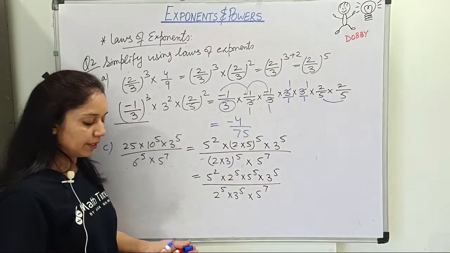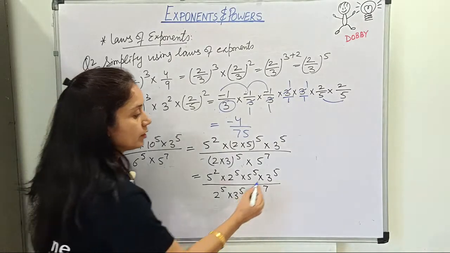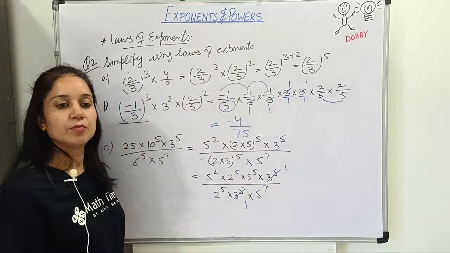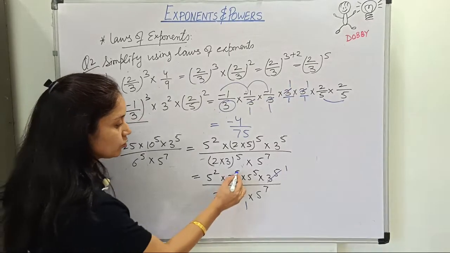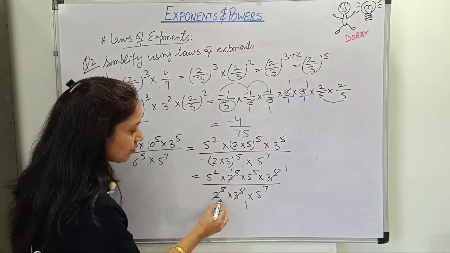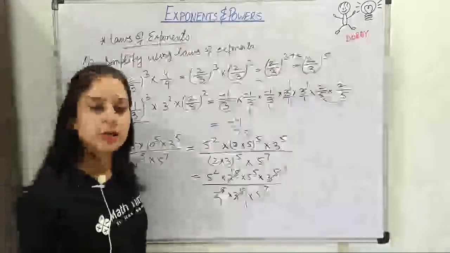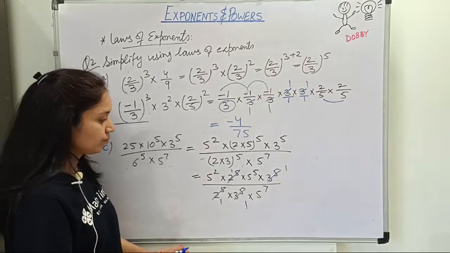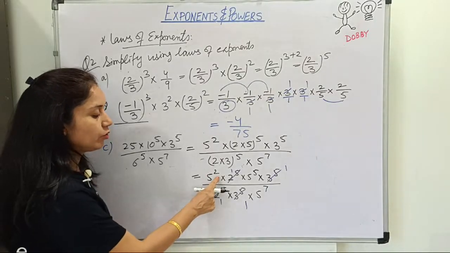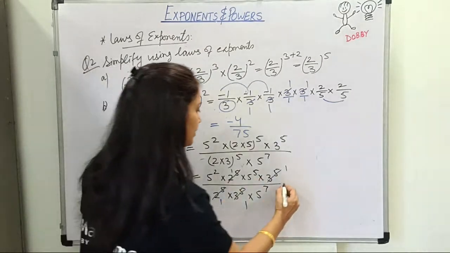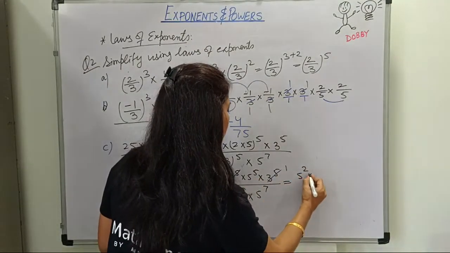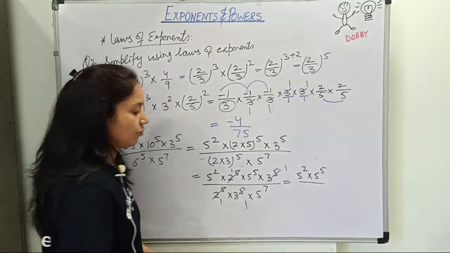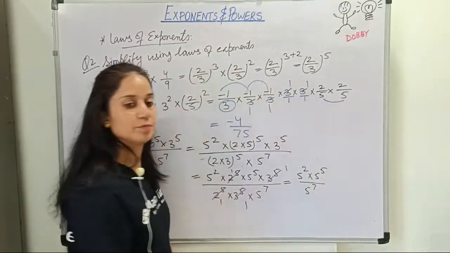Now let us check out the cuttings. 3 raised to the power 5, 3 raised to the power 5, numerator and denominator both cut. 2 raised to the power 5 in the numerator, 2 raised to the power 5 in the denominator also cut. Now what is left? We are left with 5 raised to the power 2, 5 raised to the power 5. Let us write it separately. 5 raised to the power 2 multiplied by 5 raised to the power 5. And in the denominator what are we having? 5 raised to the power 7.